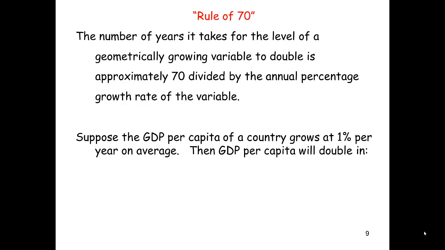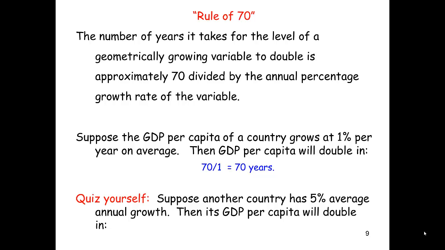Suppose the GDP per capita of a country grows at 1% per year on average. Then how long will it take GDP per capita to double? Well, the rule of 70 tells us to take 70 and divide it by that growth rate, which is 1. So we take 70 divided by 1, and that tells us it will take approximately 70 years for GDP per capita to double.